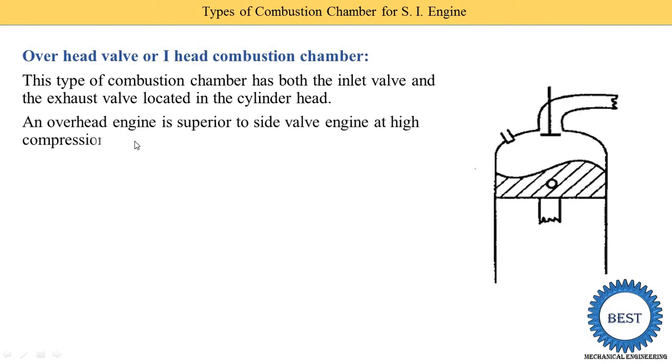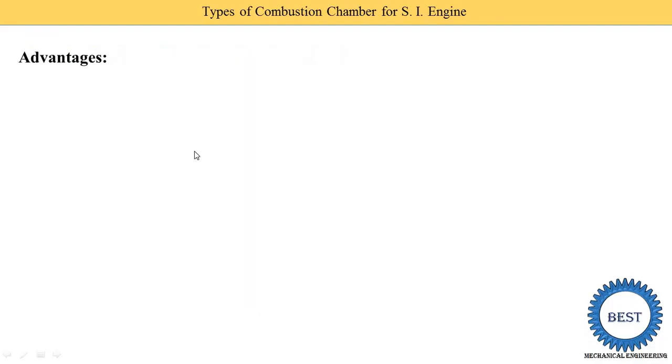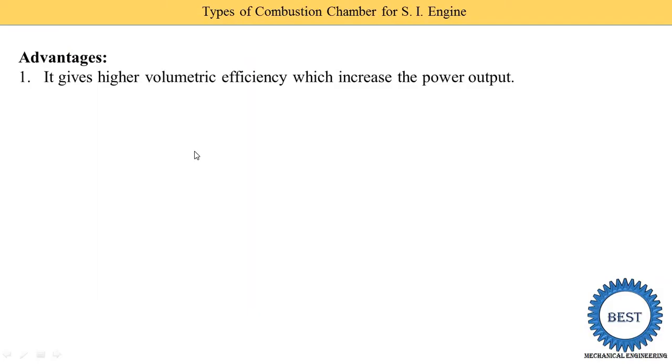An overhead engine is superior to the side valve engine at high compression ratio. It means it is better than the side valve engines. In the earlier case the valve was provided on the side, so this is better than the side valve engine. Now, what are the advantages? It gives higher volumetric efficiency, which increases the power output. Means, suppose the total volume of the cylinder is 0.3 meter cube, then it is able to take in more compared to the side valve engine.